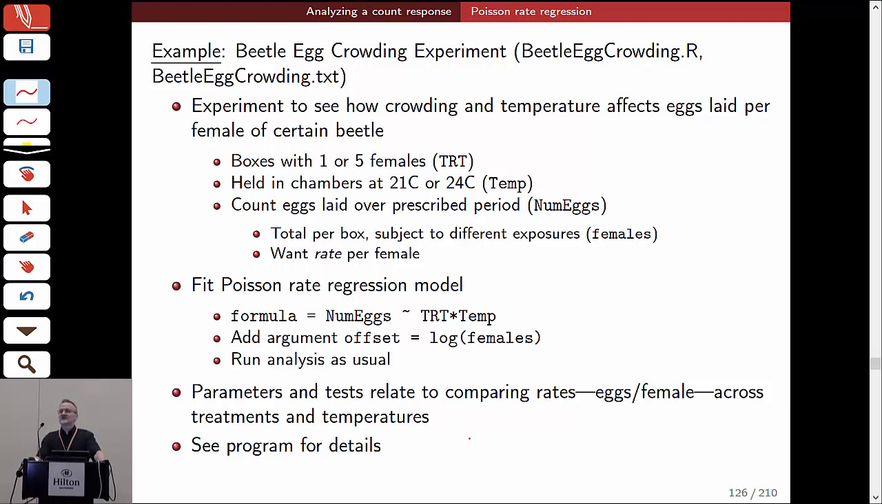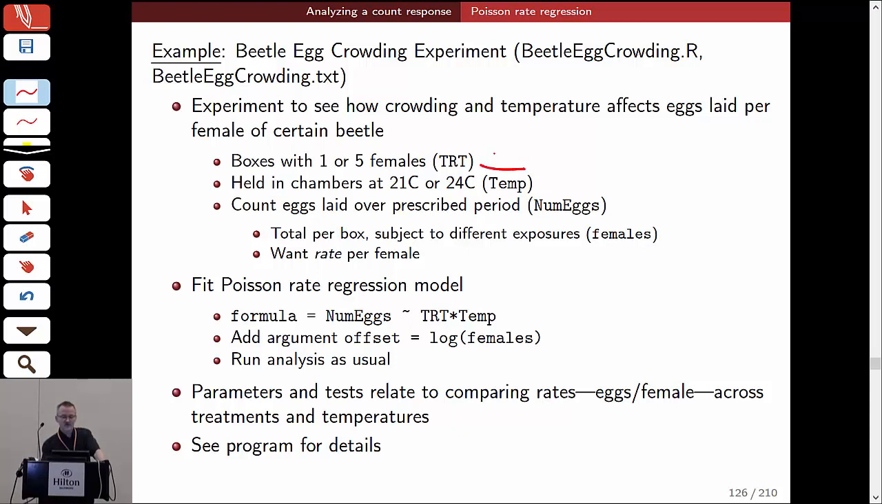But the problem is that the females didn't kindly mark their eggs so that he knew that female 1 laid these eggs and female 2 laid those eggs. He just said there's this many eggs in this box with 5 females and there's that many eggs in this box with 1 female. Clearly this is an exposure problem, right? You have 5 females on the one hand, 1 female on the other hand. So you have to account for the different exposure in regard to the number of eggs that end up being laid. So we fit a Poisson rate regression model.